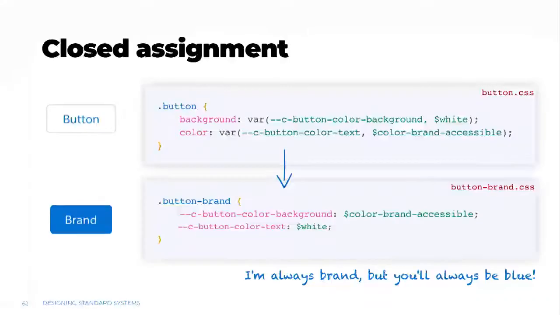But a unique requirement of this brand button is that it always needs to be branded with our color. We don't want anyone changing it. So this is the point where we're going to allow no customization beyond this variant. This is where we would use a closed assignment by reassigning the CSS custom property that is in our default button and using it inside of the context of our brand variant as a closed assignment. It's basically saying you're always going to be brand and you're always going to be blue. All right?